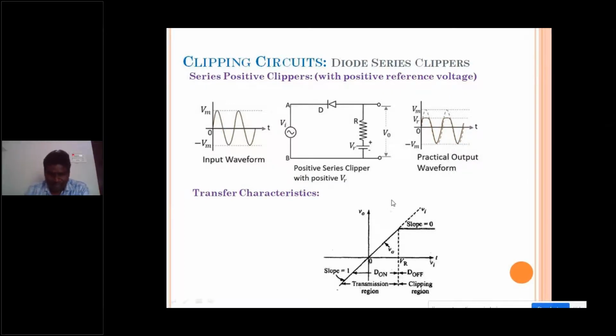So you can also draw the transfer characteristics. It is very important, students, try to note it. Sometimes in the examination they ask us to draw the transfer characteristics of a clipping circuit. So we need to draw these transfer characteristics by using the equations, like what will happen if you are applying the input voltage less than VR. If you are applying the input voltage less than VR, the diode D is in forward bias condition. When it is in forward bias condition, output voltage is equal to input voltage.